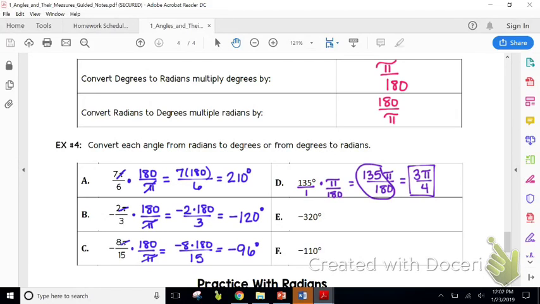All right, so negative 320 degrees. We're going to radians. So multiply by the pi over 180. It's negative 320 pi over 180. And so your negative 320 divided by 180 is negative 16 over 9. So we got negative 16 pi over 9.